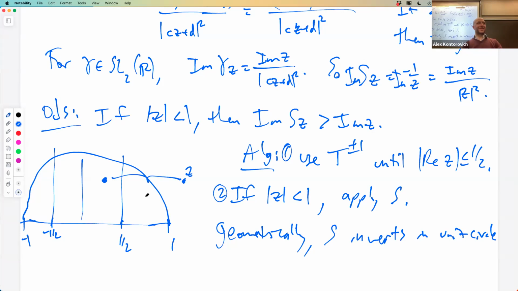Eric, you want to say something? Want to ask something? It reflects over the Y-axis. And reflects across the Y-axis. Do you guys all know what I mean by inverting in the circle?